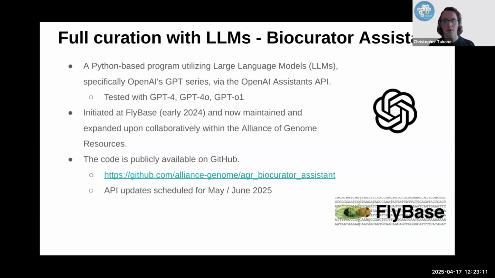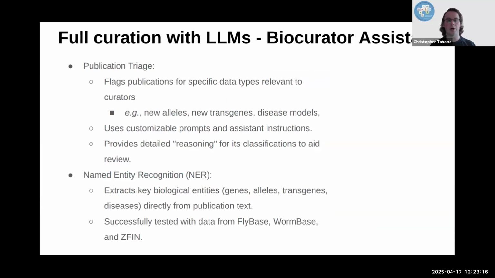What it basically does is publication triage, wherein you present it with a publication in PDF, and it can tell you what kind of data is in the publication in an overall sense. Does this publication have new alleles? New transgenes? Does it contain disease models? We ask these questions through customizable prompts, as I'm sure many people are now familiar with. The assistants API that we're currently using lets you add a specific set of instructions aside from the prompt to tell the biocurator assistant, you are an expert biocurator, this is your task, and so on and so forth.